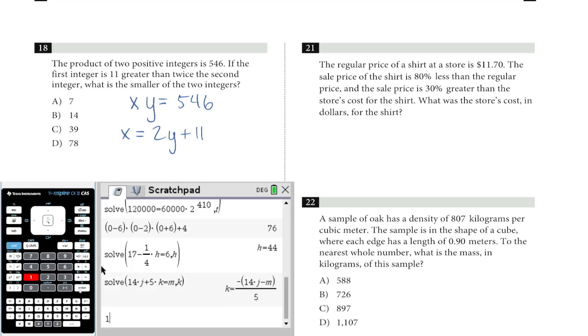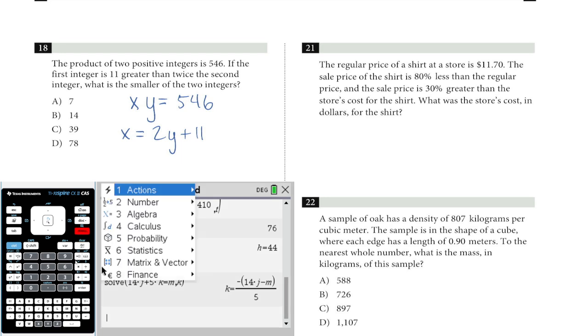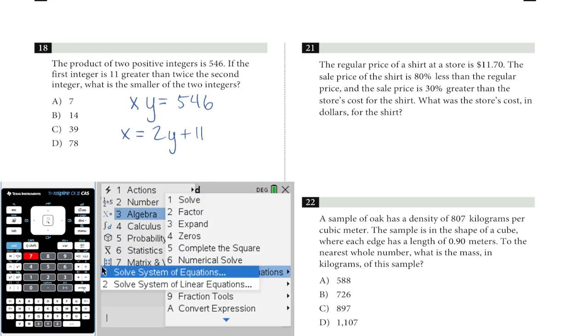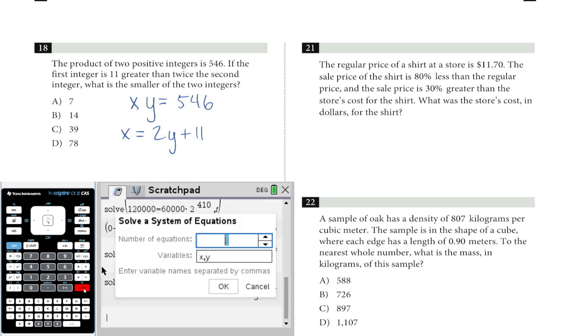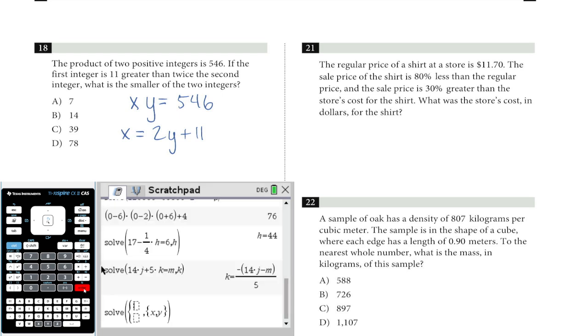like using our calculator. So we can go to menu 3, 7, enter, and here we don't have to change. We only have two equations. We have x and y, so I'm just going to hit enter again. And then we just type it. When we have a letter next to a letter, remember you have to put times, so x times y equals 546. And in the second equation, x equals 2y plus 11.